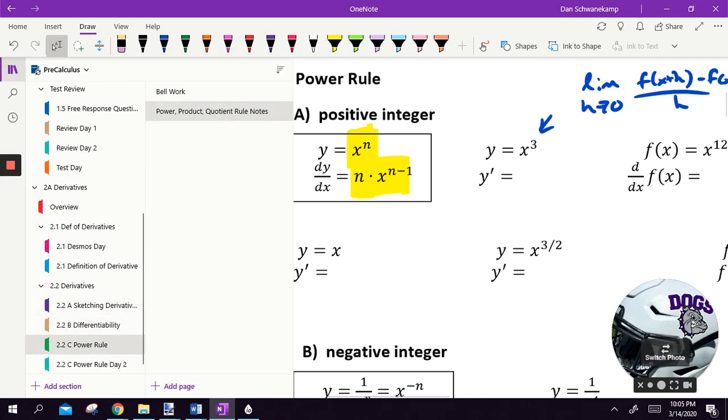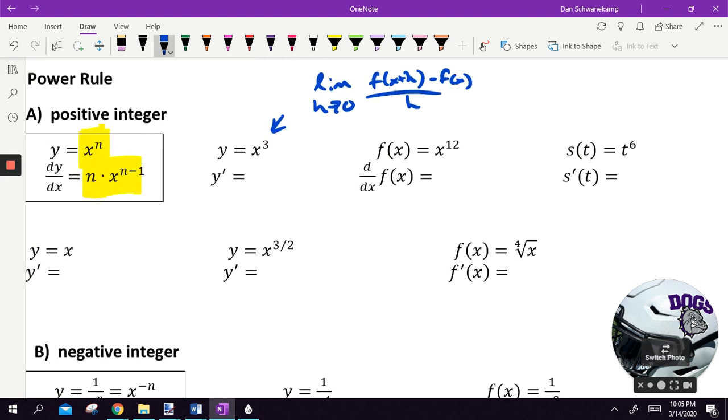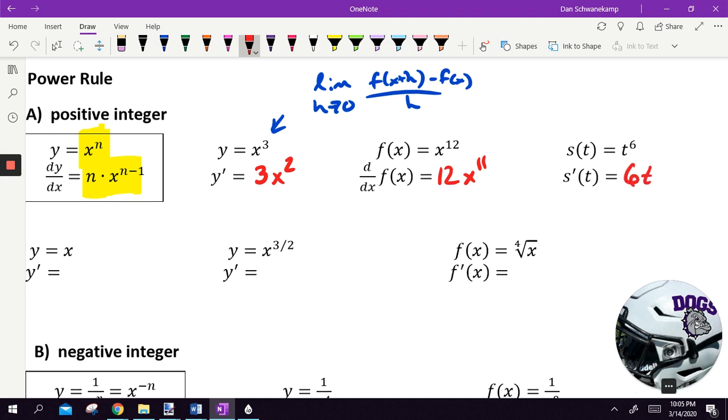And so here's what the power rule says. X to the third, the derivative of that, we're going to multiply by 3 and then subtract 1 from my exponent. So it'd be 3x squared. Done. Multiply by my exponent, subtract 1 from my exponent.